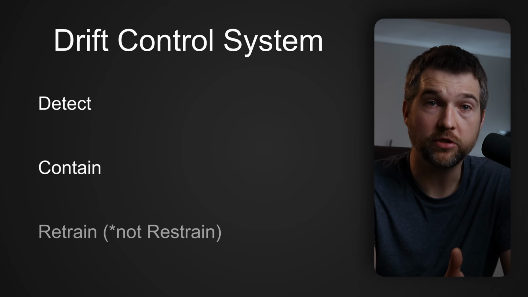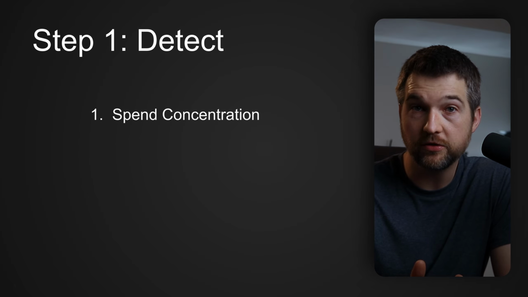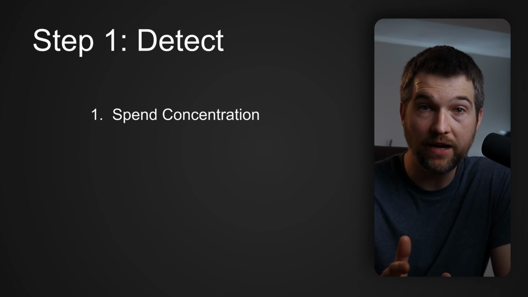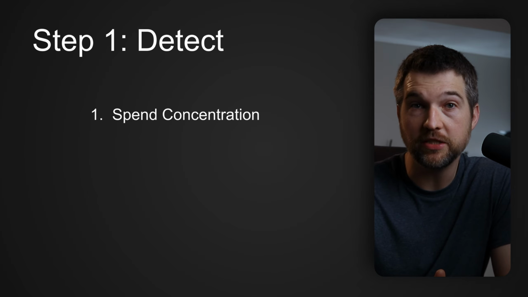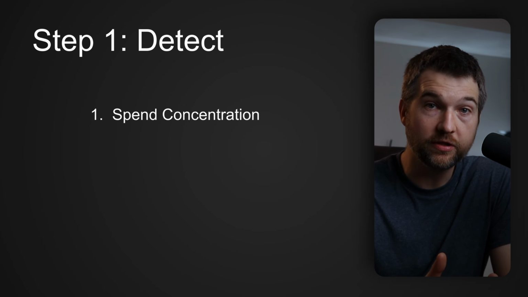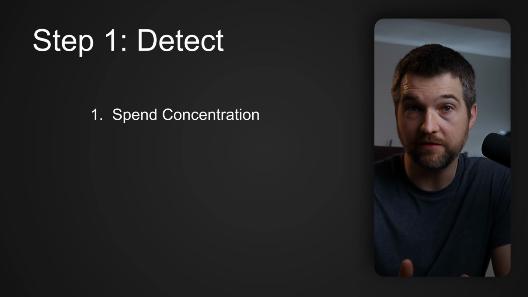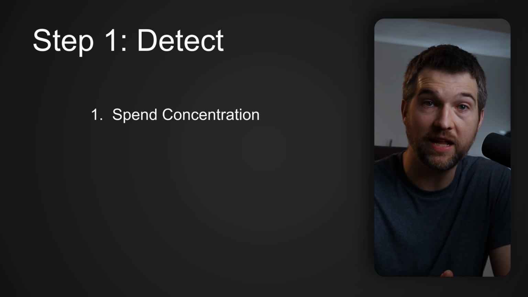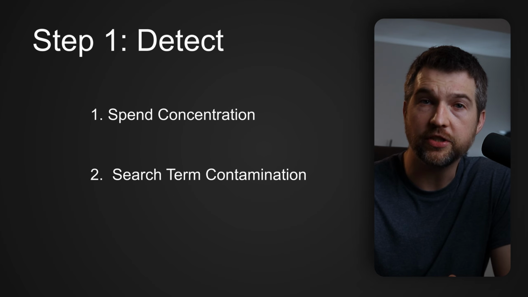Detect, contain, and restrain. So step 1 is to detect. You detect drift with 3 quick checks. First, spend concentration. Are 1 to 3 keywords or 1 to 2 ad groups suddenly eating most of the budget? If something that used to spend 5% is now spending 50 or 60 or 70% or more, that's your first red flag.